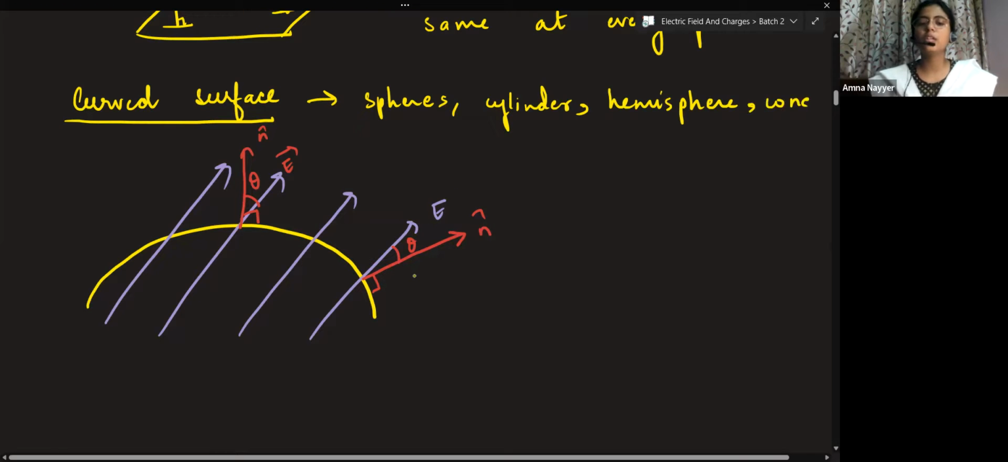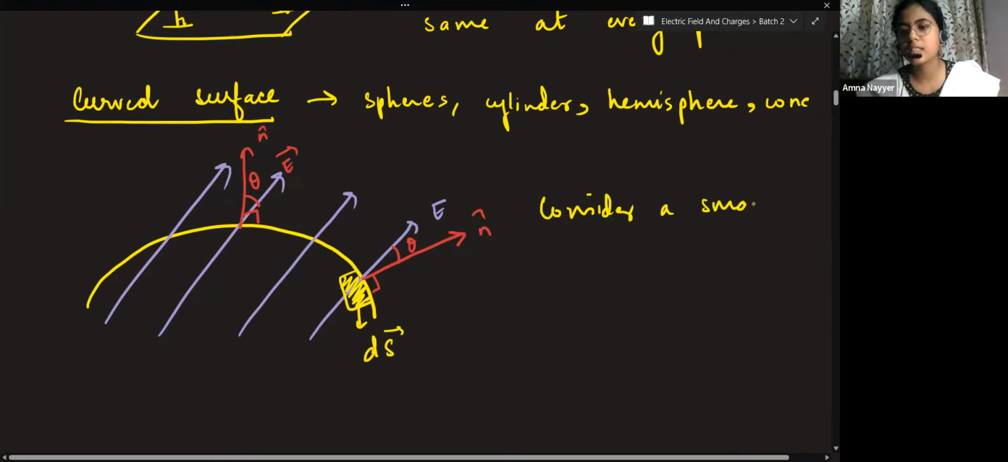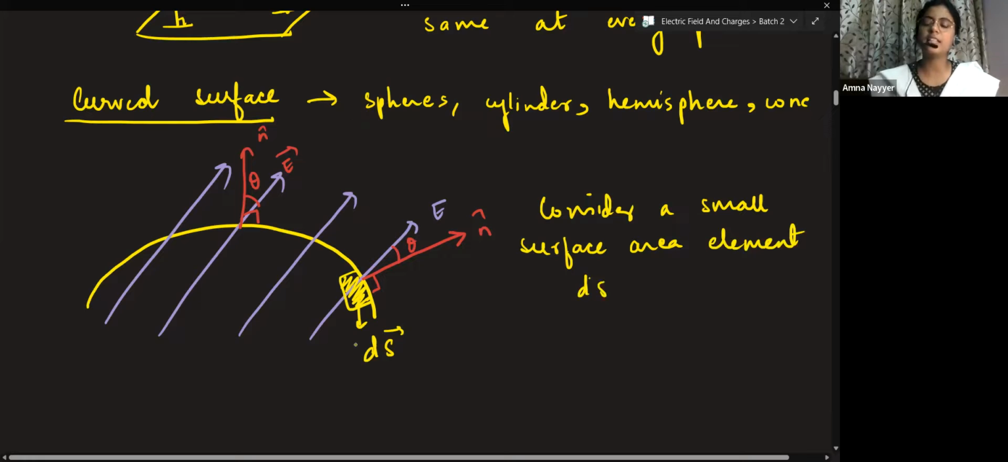So what you can do, if you have such a huge surface area, you can take a very small surface area. Let's take this much surface area. This is a very small surface area, ds. So consider a small surface area element, that is ds. ds is a very small surface.